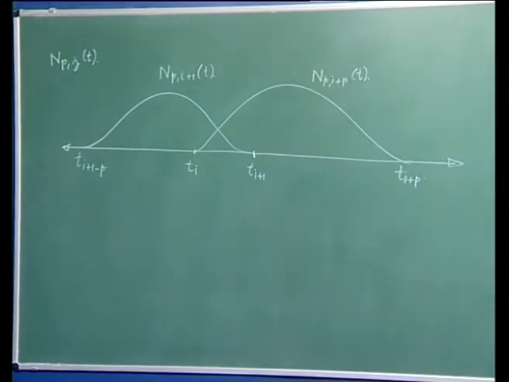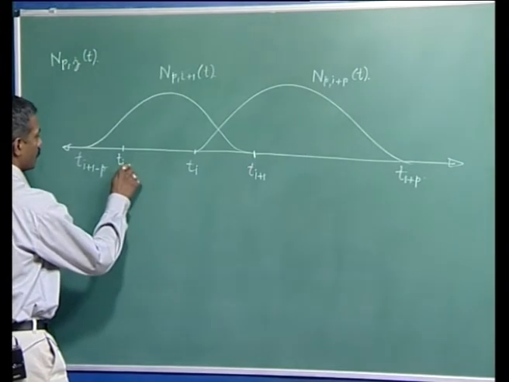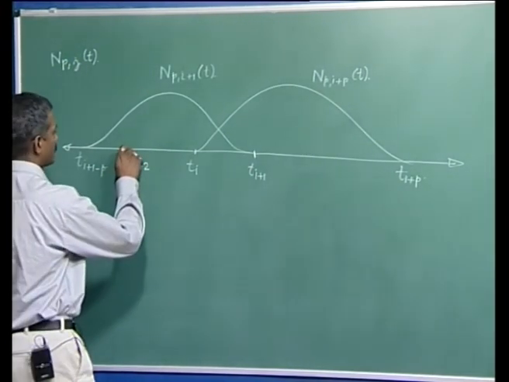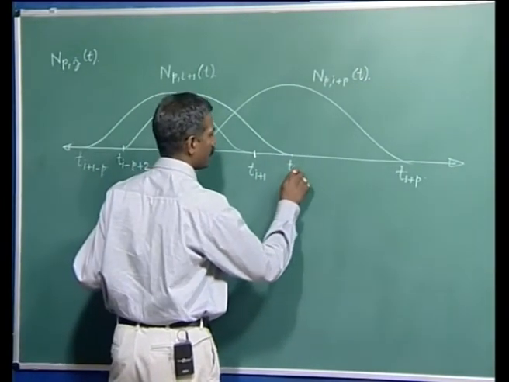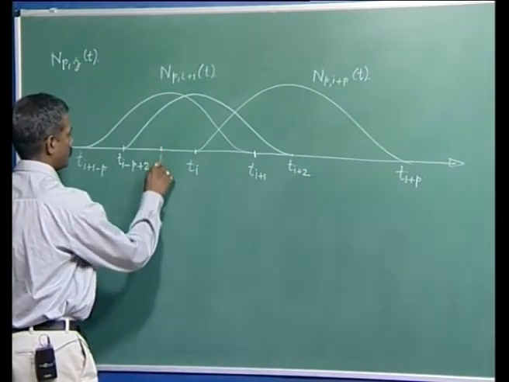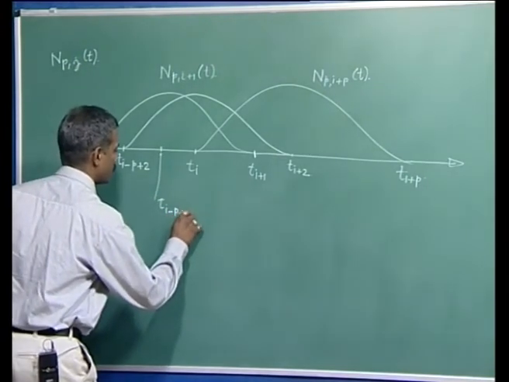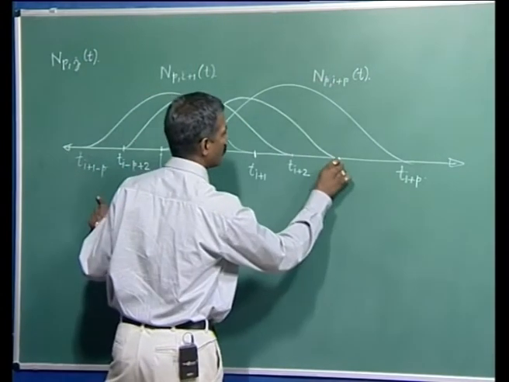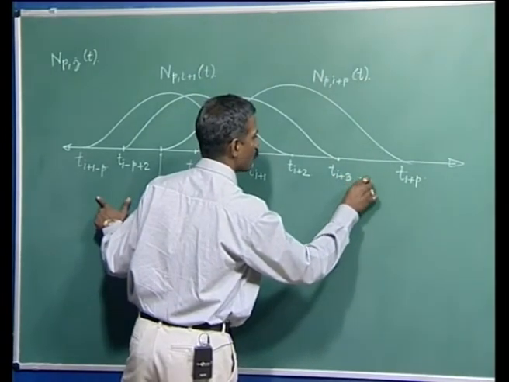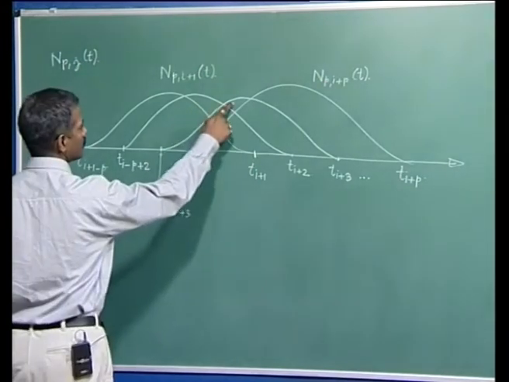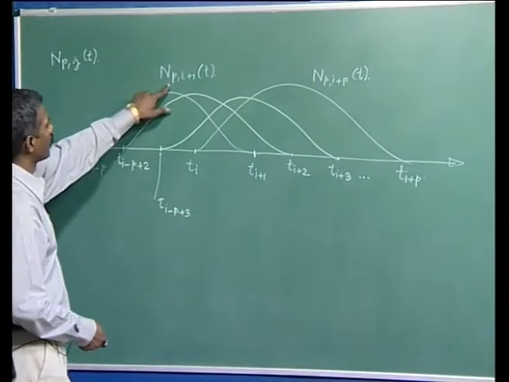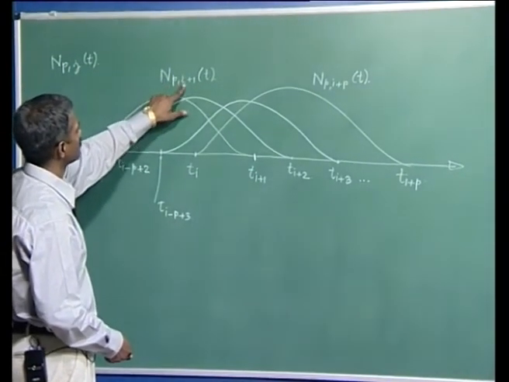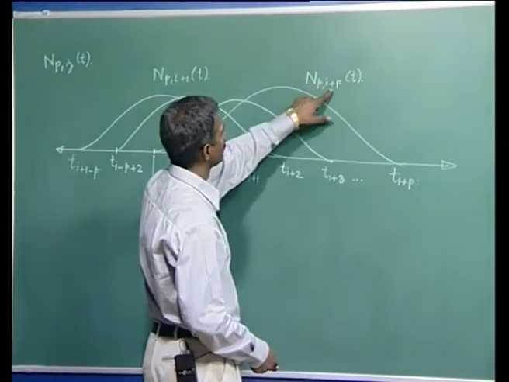Now let's try sketching a few more of these normalized basis functions of order P. For example, Ti minus P plus 2. If I start from here, I will end at Ti plus 2. Ti minus P plus 3. If I start from here, I'll end at Ti plus 3, and so on. All of these will be clearly non-zero over this knot span. So in a sense, all order P normalized basis splines starting from N_{i+1}^P of t and ending at N_{i+P}^P of t will be non-zero.